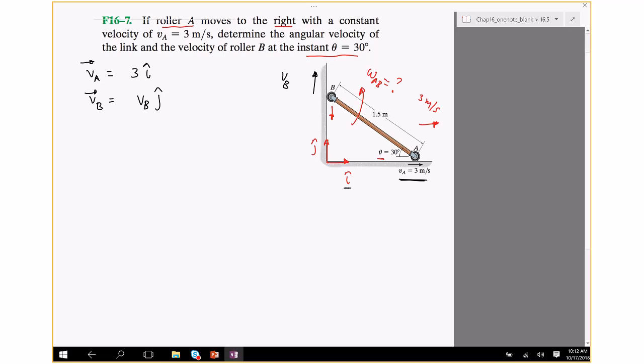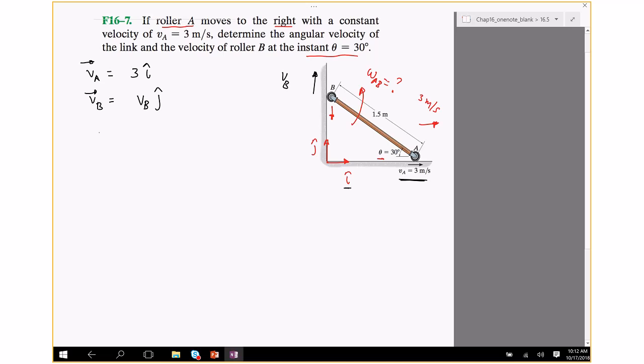Okay, if I'd assumed it to be downwards, I would just put minus VB j, but I can put it as VB j, and then the math will actually tell me that it is negative, because our intuition says when A goes to the right, B is going to move down. So we start off with positive VB, solve it, and see if we get the negative sign. I'm sure you'll get it, because that's what comes from intuition.